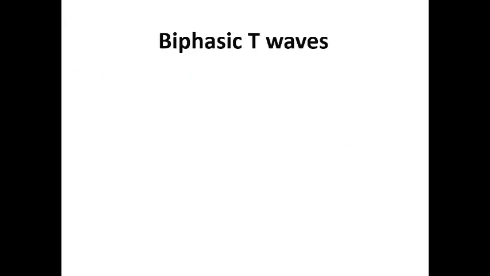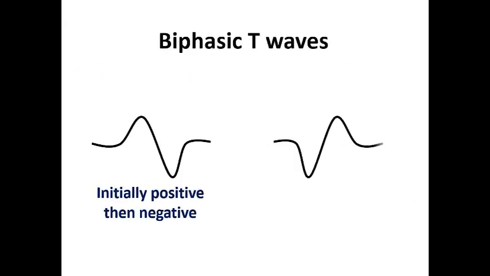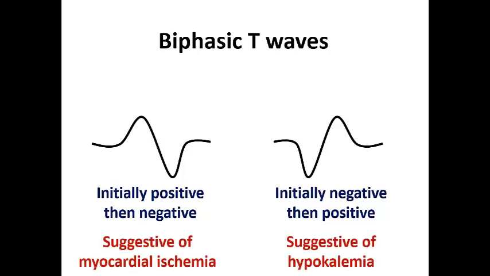And we need to emphasize an important tip in clinical practice. We remember the biphasic T waves, that it can be initially positive and then negative, or initially negative then positive, and usually suggest myocardial ischemia. But here it is time to emphasize that usually when it starts to be positive and then negative, it's more suggestive of myocardial ischemia, and when it is the opposite, it is more suggestive of hypokalemia. Although sometimes the reverse may happen, but I'm speaking about the common.